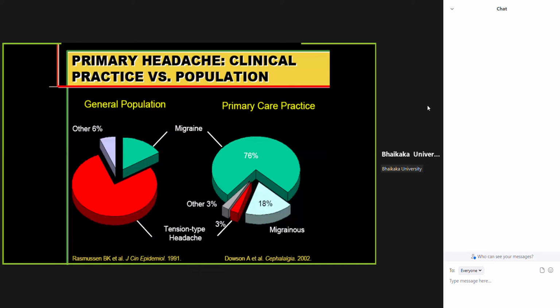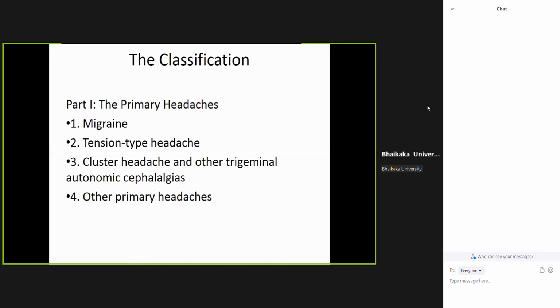As we already discussed, in the general population, around 6% of patients will have secondary headache and the remaining patients would have primary headaches. Out of all the headaches, 76% of people will have migraine, 3% will have tension type of headache, and 3% will have other headaches.